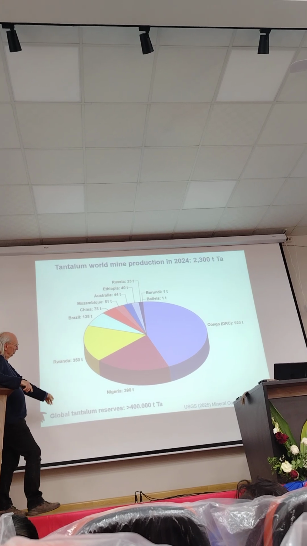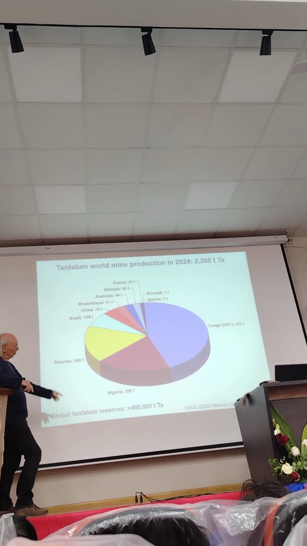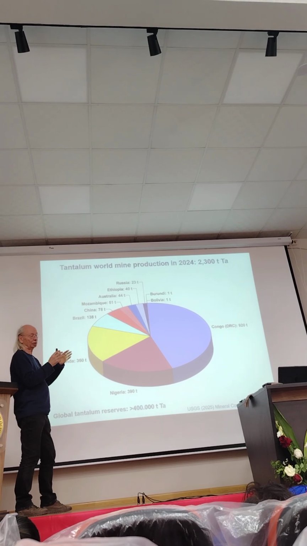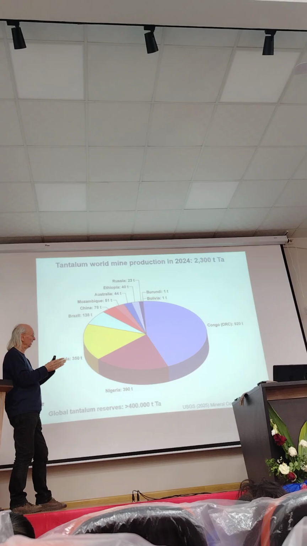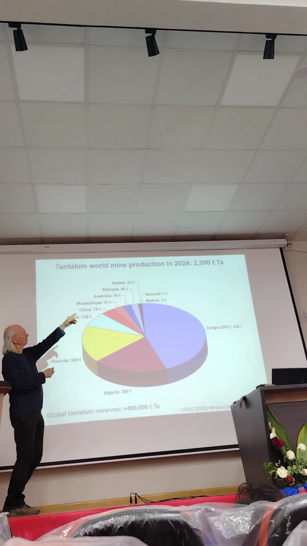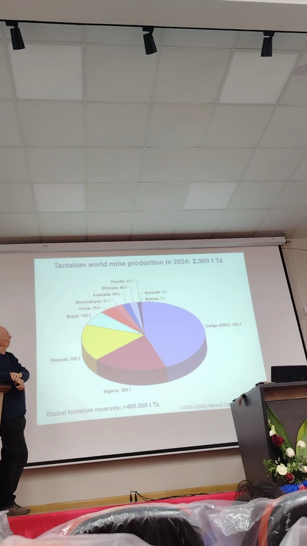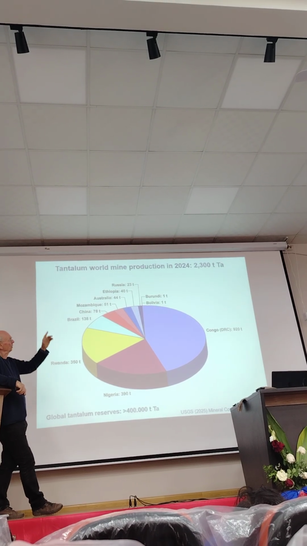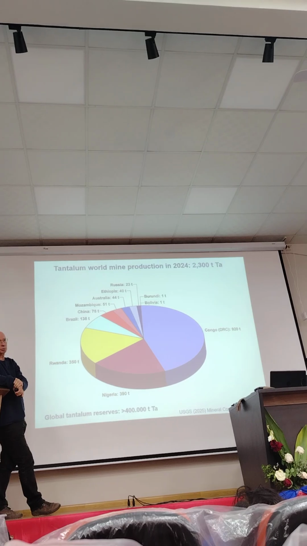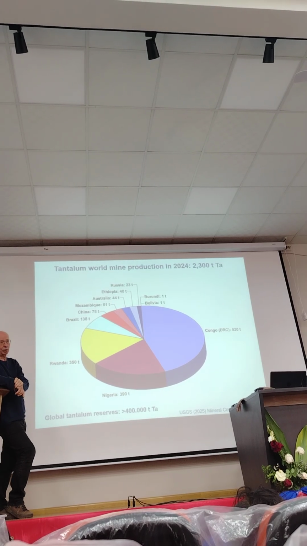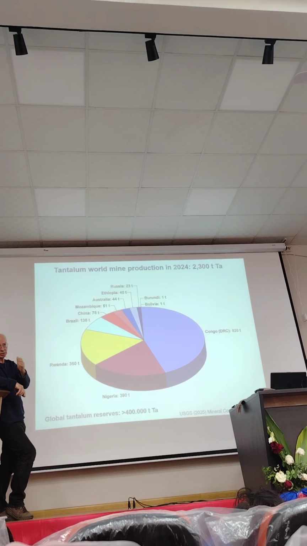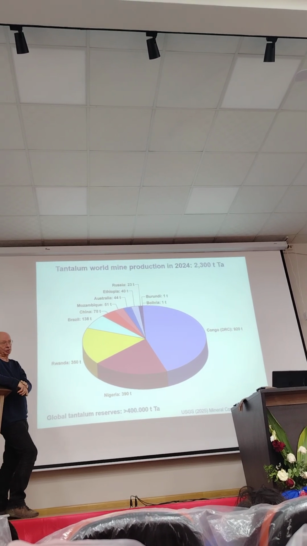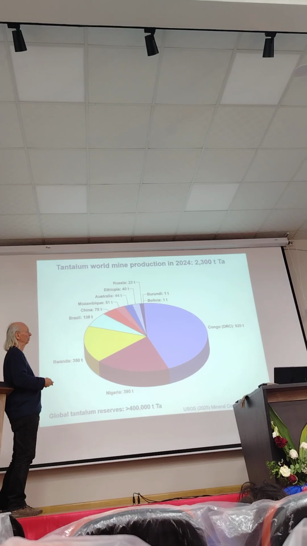And actually, there is a huge amount of reserves. More than 400,000 tons of tantalum are identified as reserves, compared to the yearly production of only 2,300 tons of tantalum. But this production will probably go up, because tantalum is a very interesting element for the electronic industry and also for rockets and materials which must be very refractory, which must be stable at high temperature.